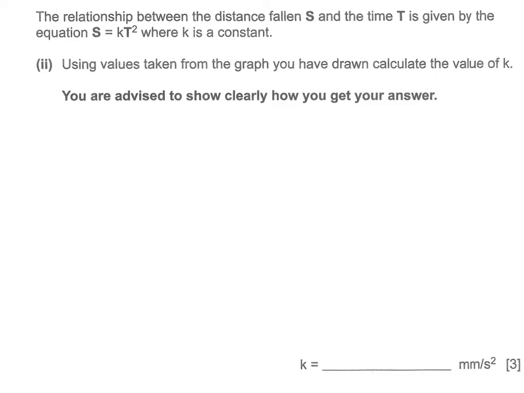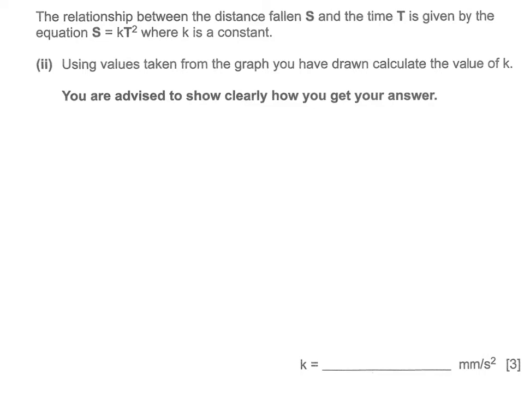The relationship between the distance fallen s and the time t is given by the equation s equals kt squared, where k is a constant. Using values taken from the graph you have drawn, calculate the value of k. You're advised to show clearly how you get your answer.